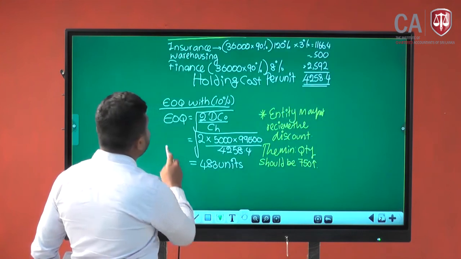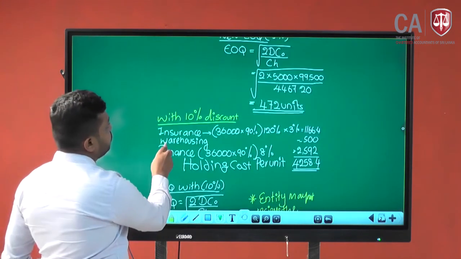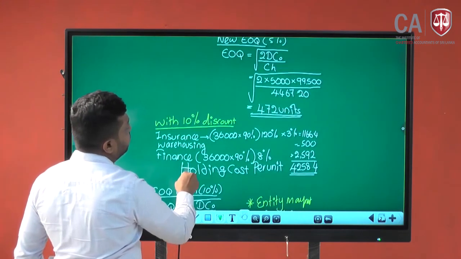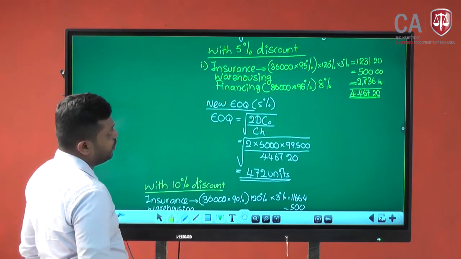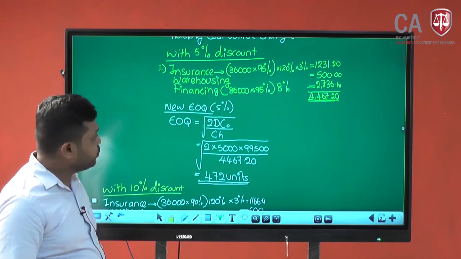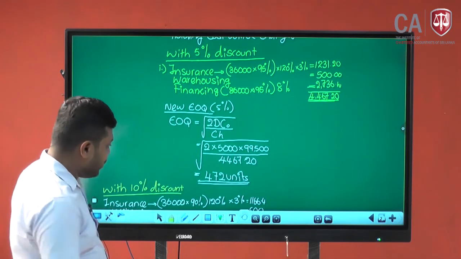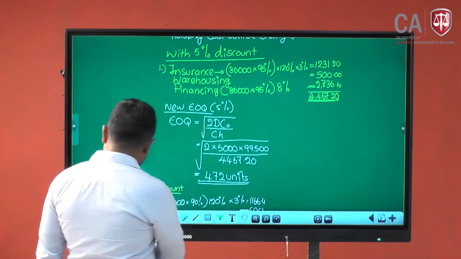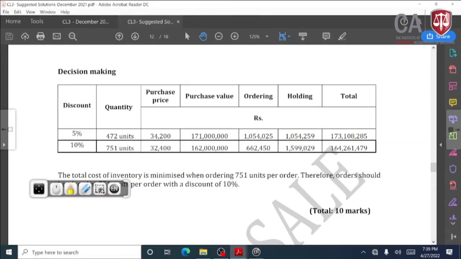You can get the 5% discount since you are ordering 472, that is the economic order quantity. Then you will be entitled to get the 5% discount. There is no issue with that. Therefore, when we are going to get the 10% discount, the price should be 32,400, but you need to order 751.